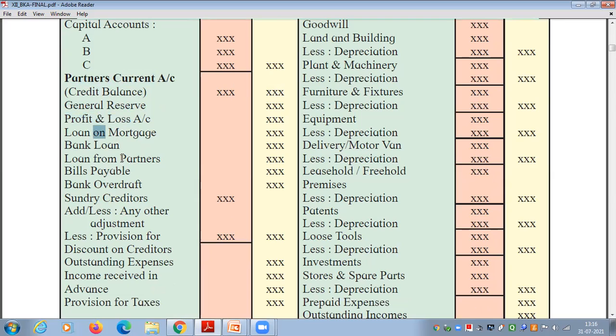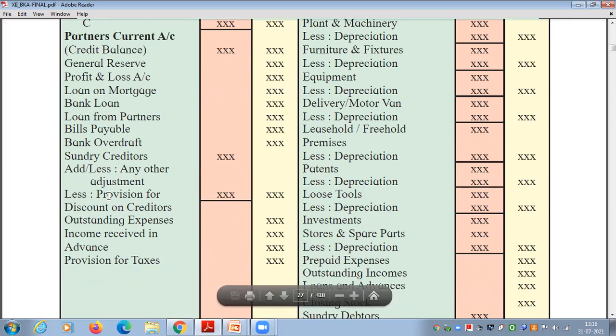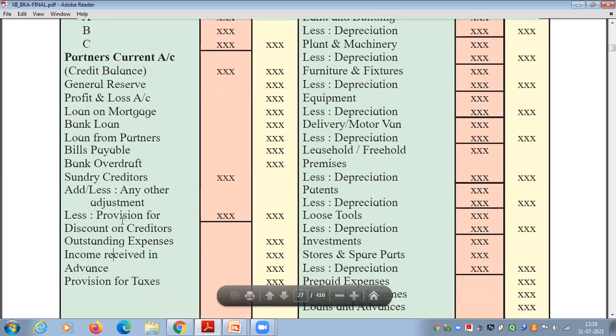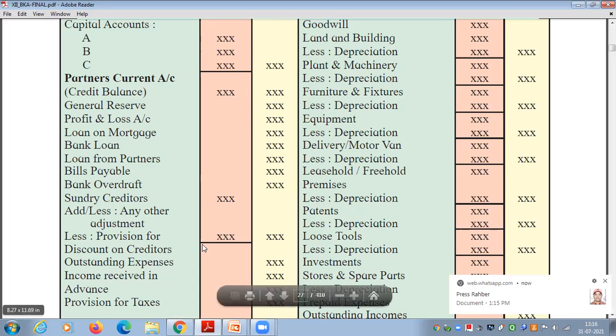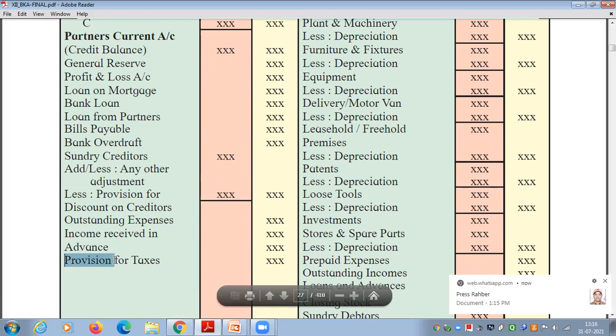Loan, mortgage, bank loan, loan from the partners, bills payable, bank overdraft, sundry creditors, income received in advance, provision for taxes. So on the liability side, what will appear? The partner's capital, partner's current account if there, and bank loan, whatever the liability, creditors, bills payable, outstanding bill, income received in advance, the income which is received for the next year, will appear on the liability side, and any provision we have made for the business reserve will appear on the liability side.